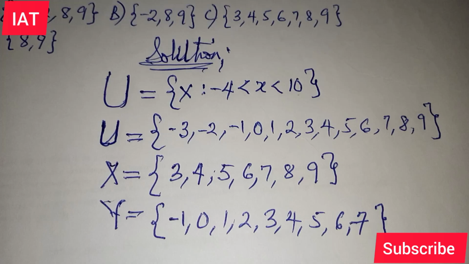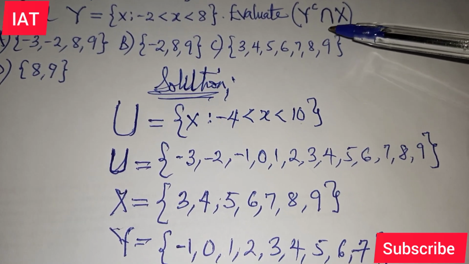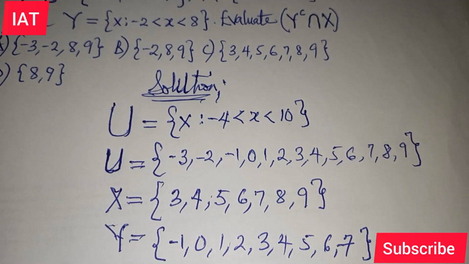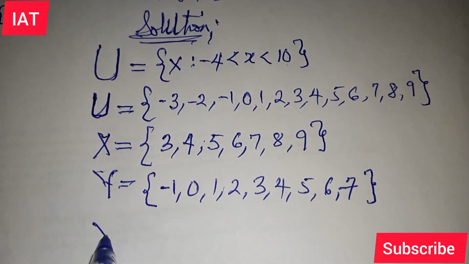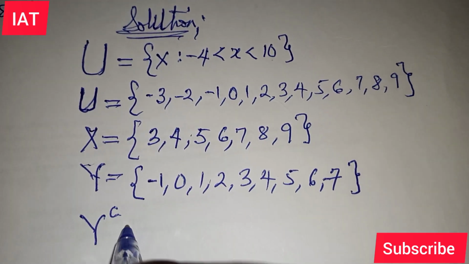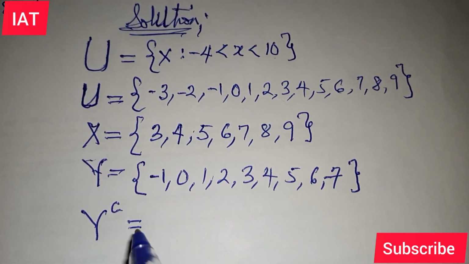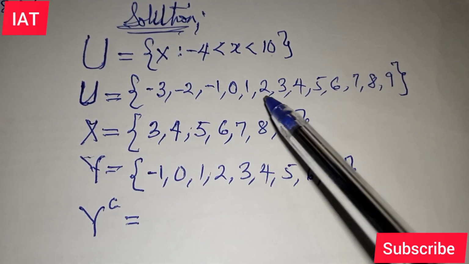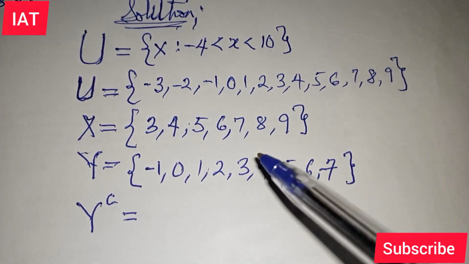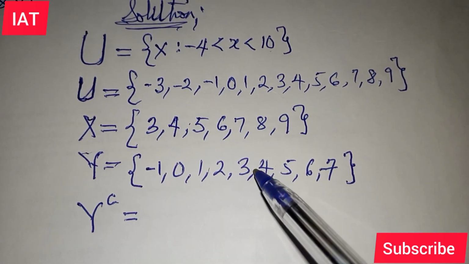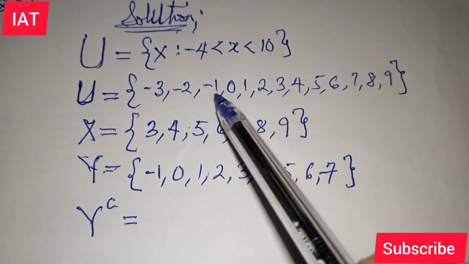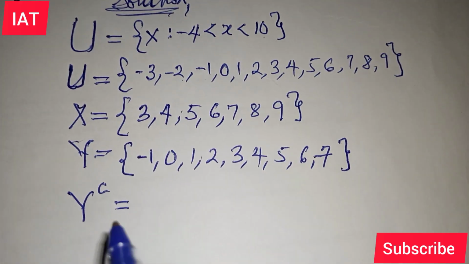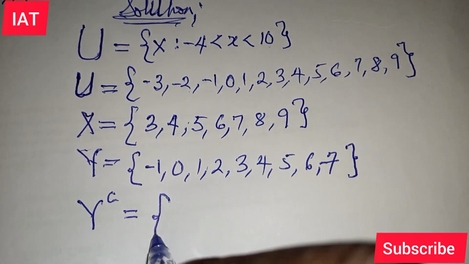So what is the last thing we need to do? In the question, it says you should evaluate y complement intersection x. Before we look for this, let's know what y complement is all about. Y complement simply means you look for the elements in the universal set that are not contained in y. I repeat, the elements found in the universal set that are not in y, that's what you essentially look for.